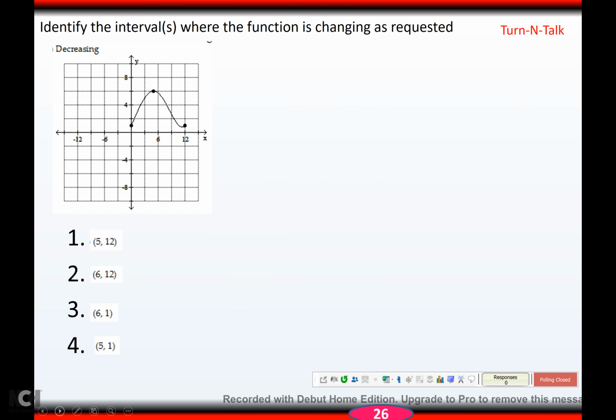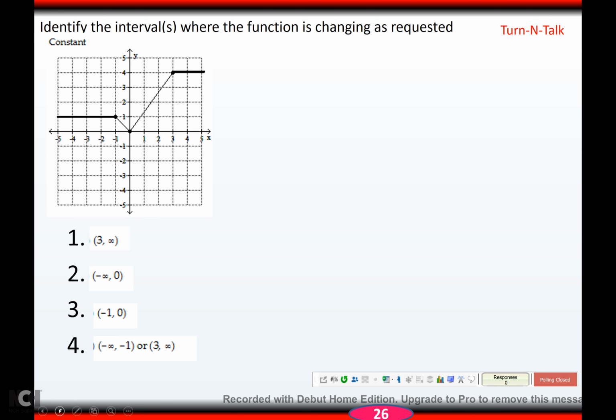Alright, so you try this one, hit pause, come back when you're ready, and you get from 5 to 12. Okay, they want the decreasing. Well, this is increasing, then it starts decreasing from here to here, which is 5 to 12.